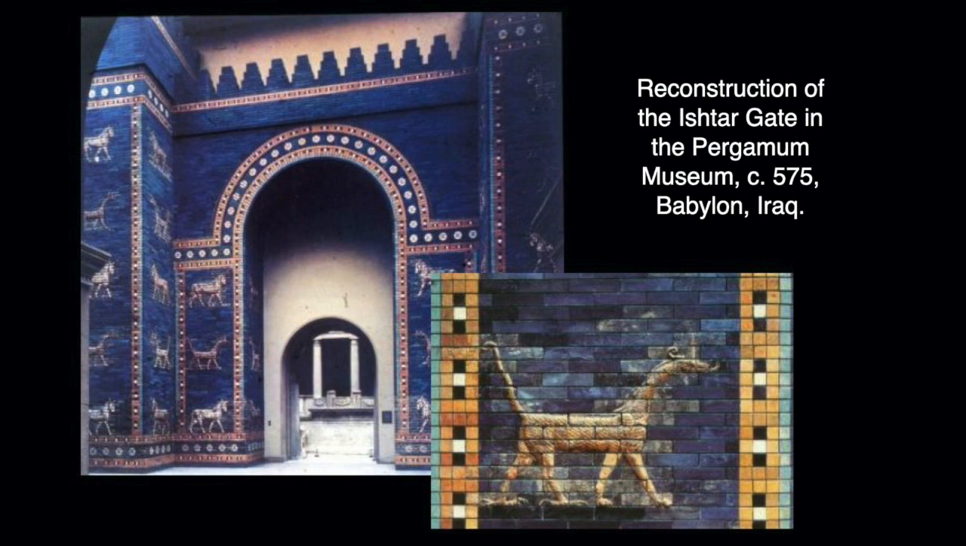A reconstruction of the Ishtar Gate can be found in the Pergamon Museum in Berlin, because in the early 20th century, German archaeologists dismantled the Ishtar Gate and packed it up to take it with them to Berlin. It was then reconstructed in this museum. It's 50 feet high, and the original foundations extended another 45 feet underground.